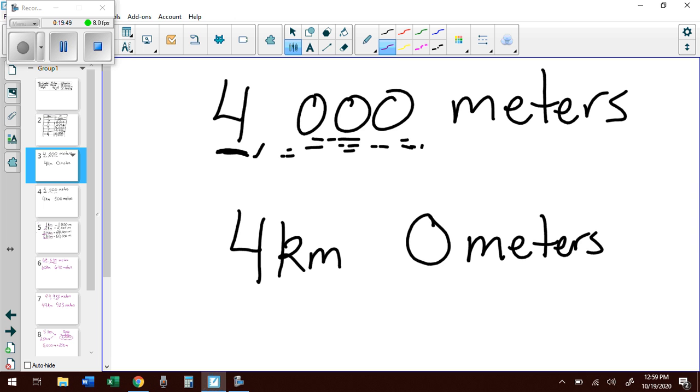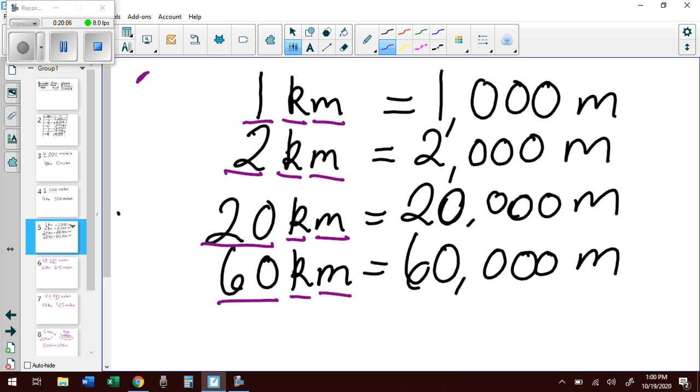If I were to break it apart, I'd find if I want to know how many kilometers are in 4,000 meters, I would go to my ones, tens, hundreds, thousands. There's 4,000 meters and no leftovers. But when I get into these big ones, 1,000 meters, 2,000 meters, 20,000 meters, 60,000 meters.